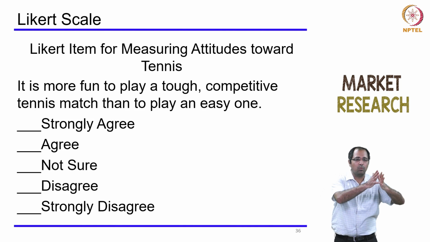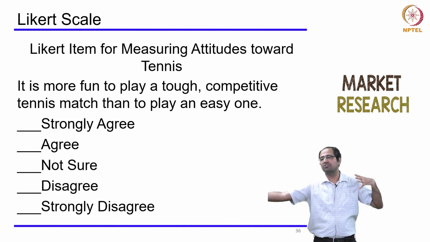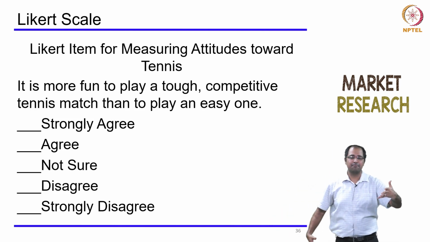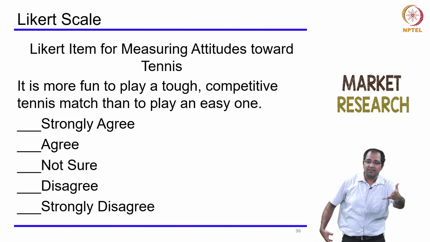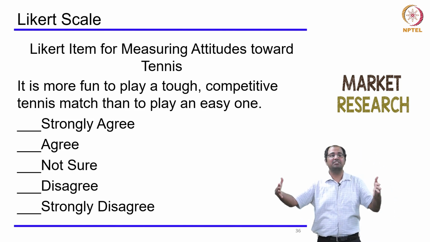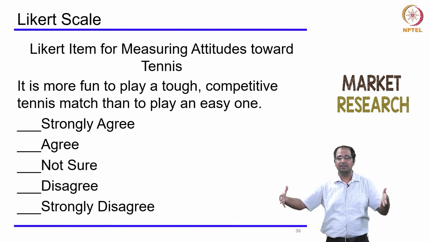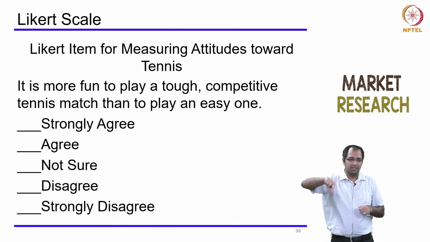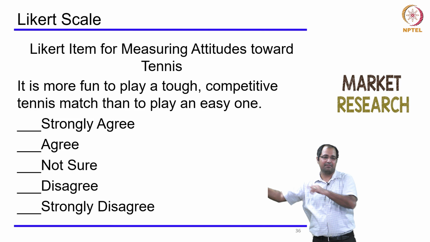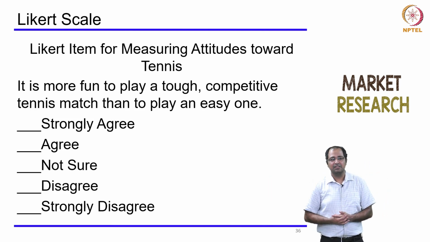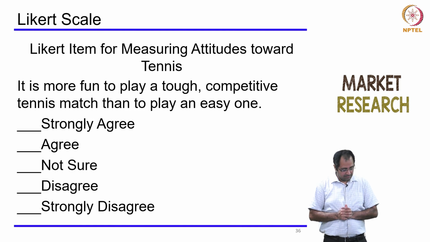So when you have 1, 2, 3, 4, 5, 5 represents strongly agree or highly important, 1 represents strongly disagree, highly unimportant. That is a format called Likert scale format, where there are discrete values. You cannot mark anything between 1 and 2. Either you have to mark 1, 2 or 3, 4, 5. This is not a continuum, it is a discrete scale. That is called Likert scale or Likert answer option.